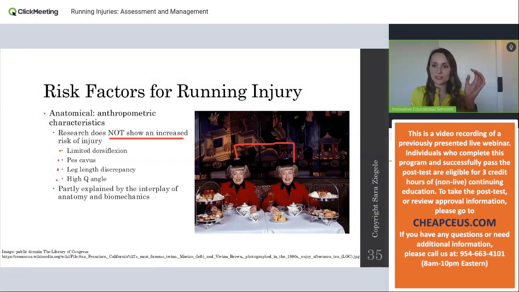How can we have some research saying, if you have a high Q angle, you're going to get hurt? And the same list of things saying, well, if you have a high Q angle, nothing is at an increased risk. Part of it is explained by the fact that anatomy doesn't exist in a vacuum, right? We need to have the interplay of our anatomy and our biomechanics. So there's how we're built, but there's how we use the system that we have. And that's how these same characteristics can both be an increased risk factor for some and yet not for others.